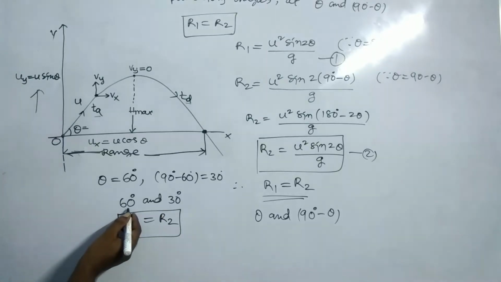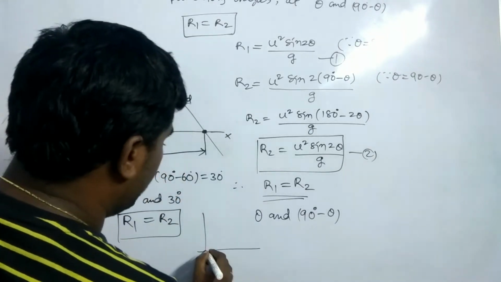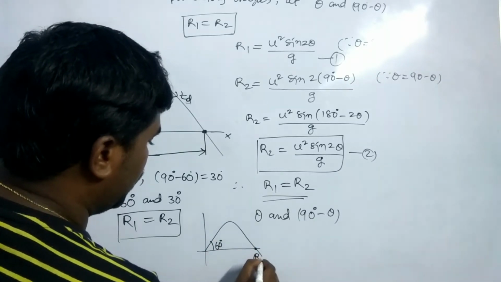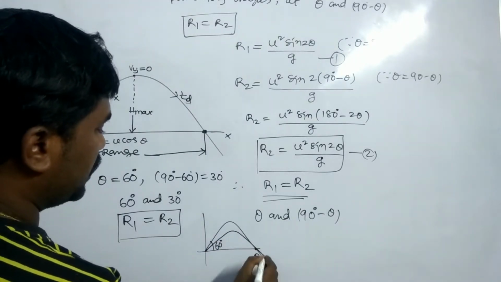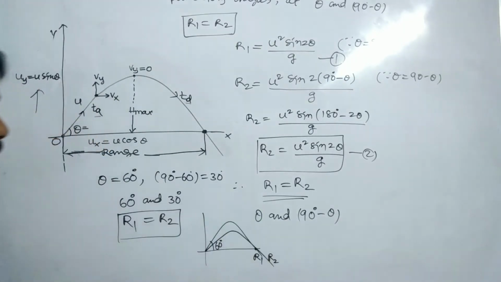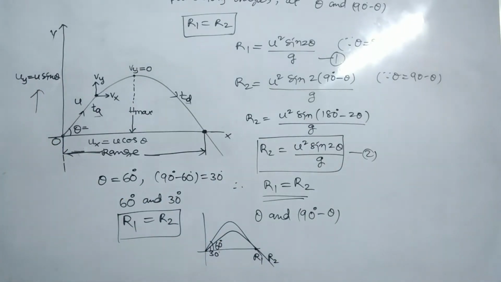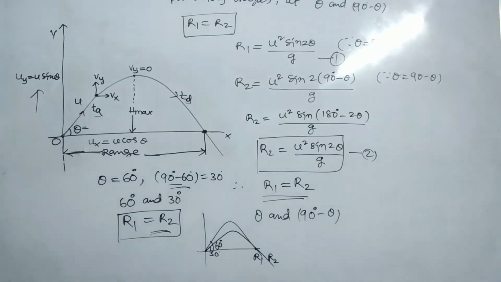Suppose we project an object with angle 60 degrees, it will reach some point. So with angle 60, it reaches this point, this is R1, and if you project at 30 degrees, it will also reach the same point. So that is theta and 90 minus theta. At these angles you get equal ranges.